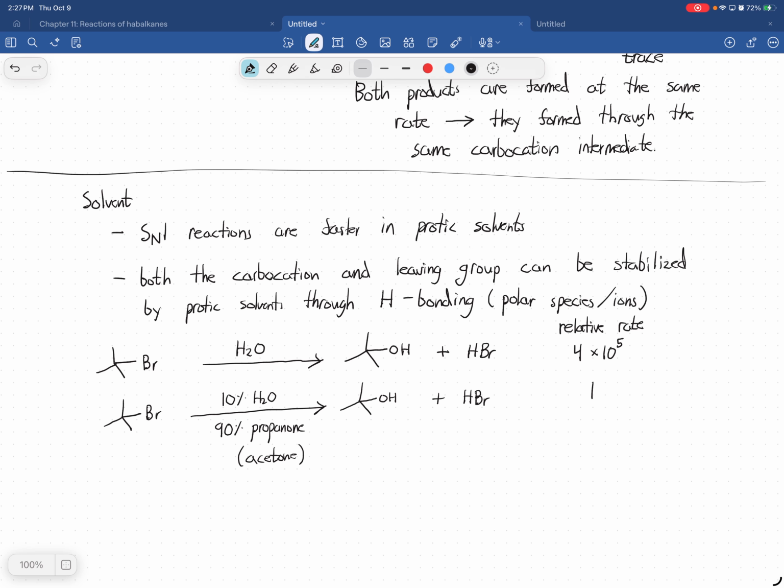Are there any questions about solvent? So if you have an SN1 reaction, you want to choose a protic solvent, all right? Something like acetic acid, formic acid, water, or an alcohol.